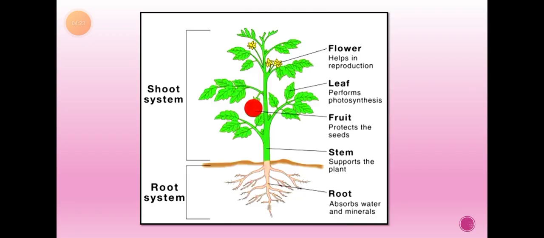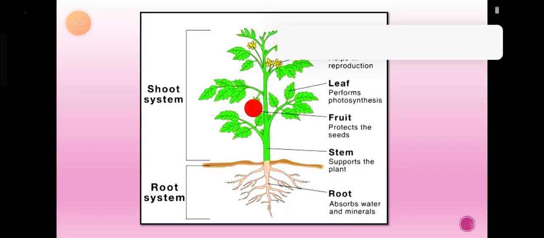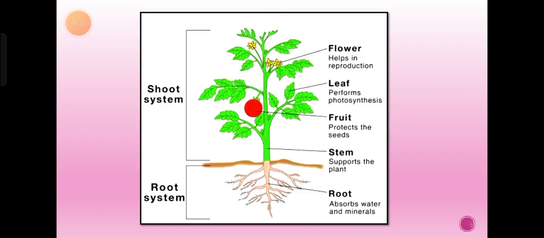Now in this root system, you can see that it's covered under the ground and it has its roots. Its roots absorb water and minerals. All the minerals that are given by the soil are also absorbed by these roots, and then they provide it to the whole plant.